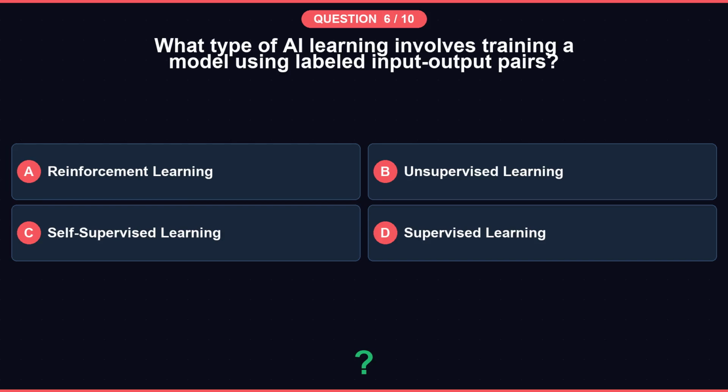Question 6. What type of AI learning involves training a model using labeled input-output pairs? A. Reinforcement learning, B. Unsupervised learning, C. Self-supervised learning, D. Supervised learning.